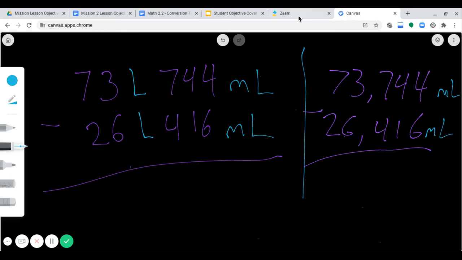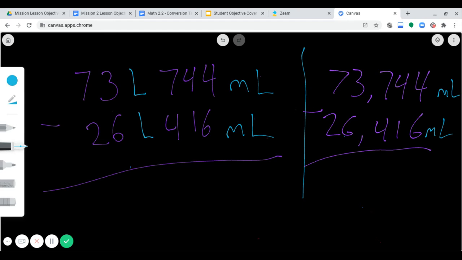Now, notice I have it written 2 different ways here. In this case, I kept them both in liters and milliliters. And in this case, I converted them all to milliliters because 73 liters, 744 milliliters is equivalent to 73,744 milliliters. And same with 26 liters, 416 milliliters, 26,416 milliliters.